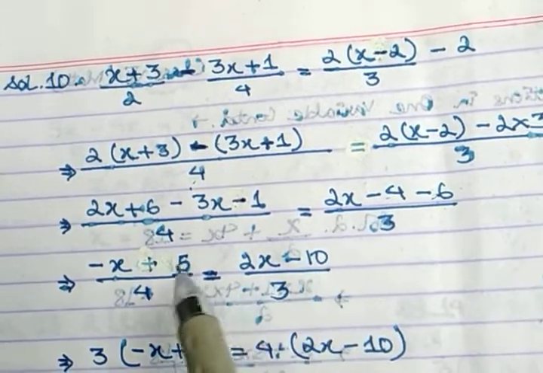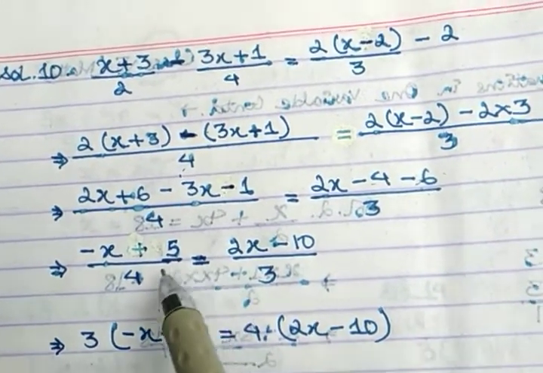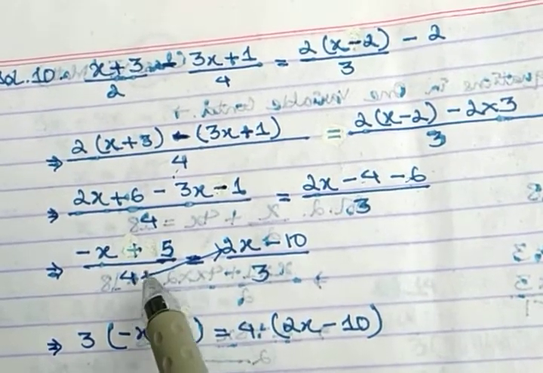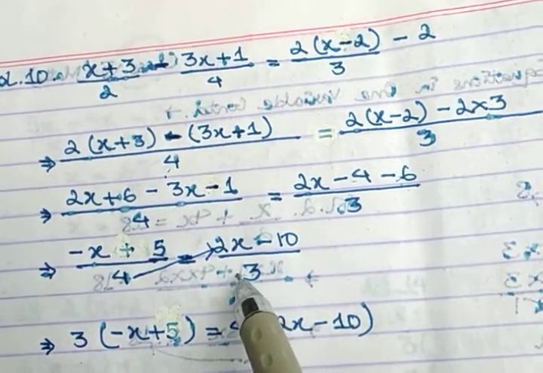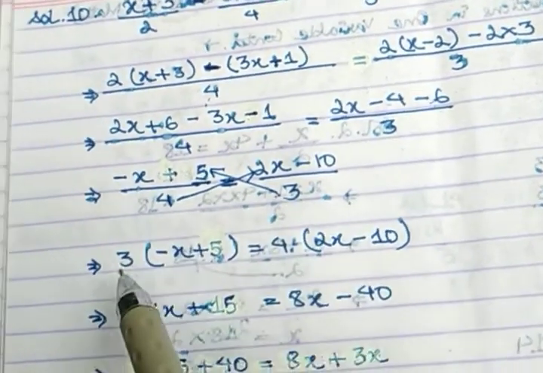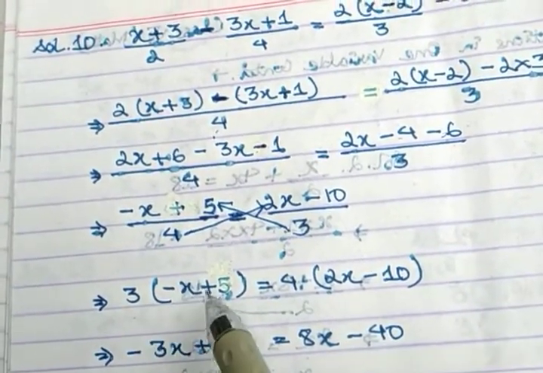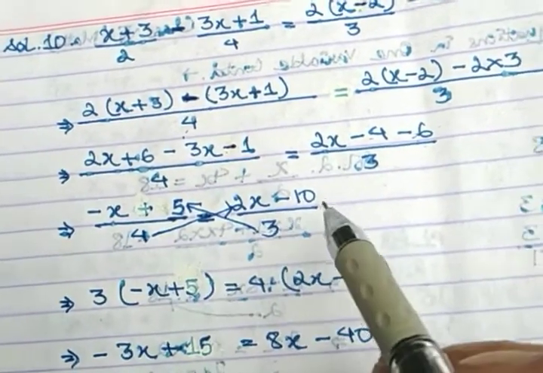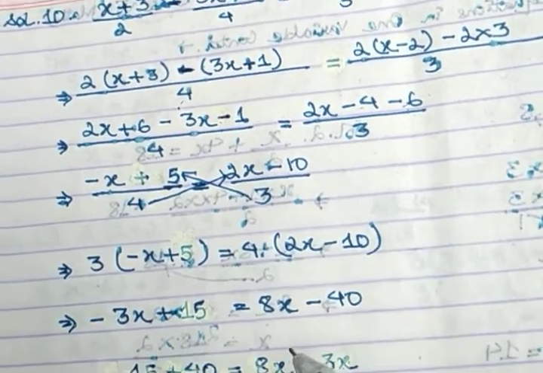Now we cannot approach any further, isn't it? So in that case we have to cross multiply the terms. See, multiplication, division goes to the other side; similarly this division goes to the other side and becomes multiplication. So that is what I have written. See, 3 within bracket minus x plus 5, because this 3 will multiply both the terms. Similarly this 4 has to multiply both the terms, so 4 within bracket 2x plus 10.